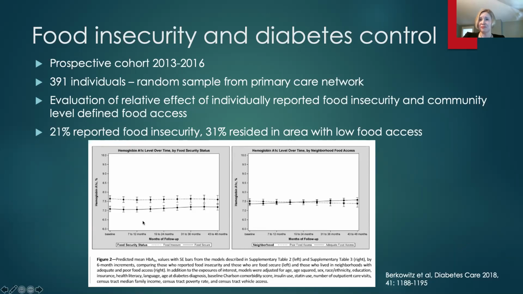You can see that those that were food secure at baseline and throughout the study on the survey module had a lower A1C by about 0.6% than those that were food insecure. But there was no difference between groups that were classified as living in a low food access area versus a high food access area. This reflects back to the study where we talked about the fact that community level variables don't always reflect individual level need.